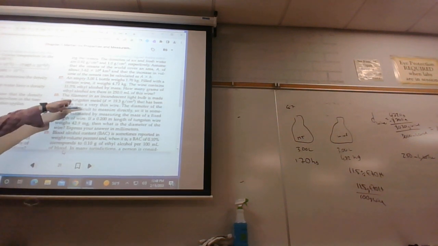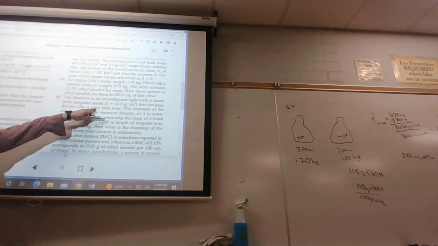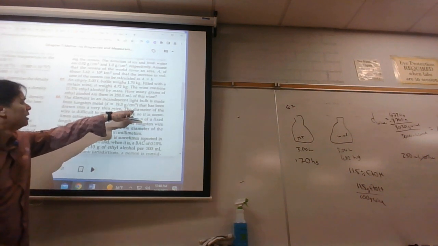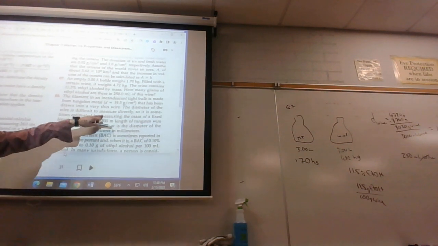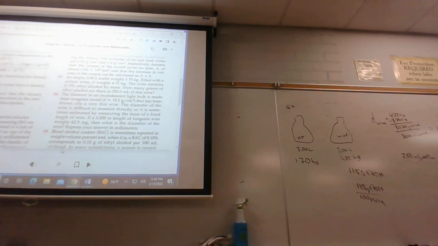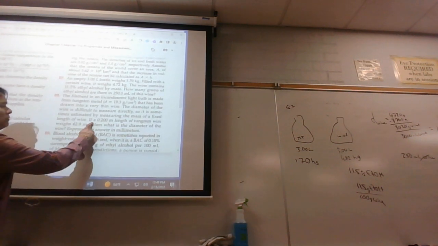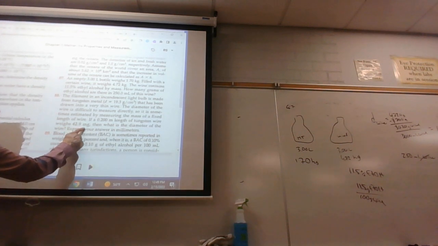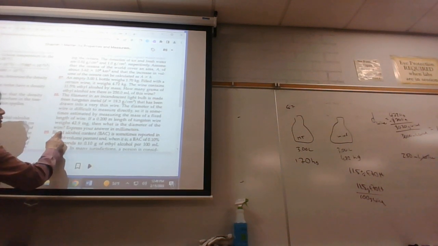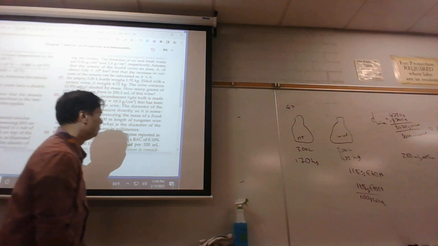88. The filament of an incandescent light bulb is made from tungsten metal, which has a density of 9.3 grams per cubic centimeter, that has been drawn into very thin wire. The diameter of the wire is difficult to measure directly, so it's sometimes estimated by measuring the mass of a fixed length of wire. If a 0.200 meter length of tungsten wire weighs 42.9 milligrams, then what is the diameter of the wire? Express your answer in millimeters.